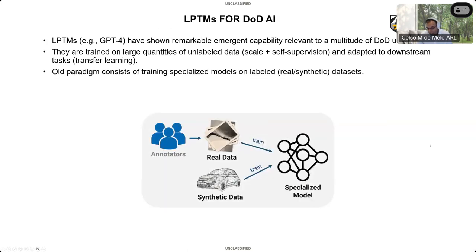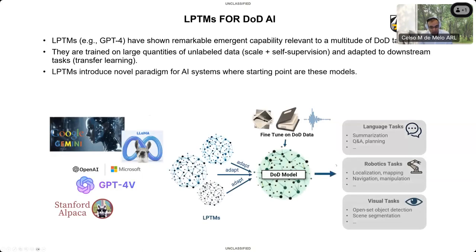Now, to be clear, this is a new paradigm. So perhaps what we've been doing up to this point is more like specialized models for specific use cases. So we take lots of real data or lots of synthetic data, and we go ahead and train specialized models for each use case. But now our starting point are these large pretrained models. And these models may be coming from all sorts of different stakeholders, from industry, hopefully more DoD, academia.